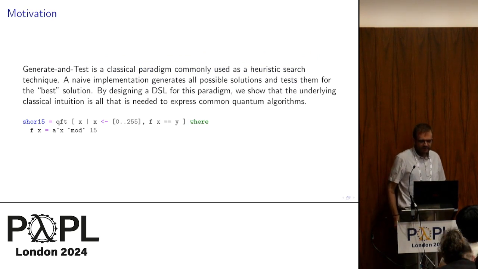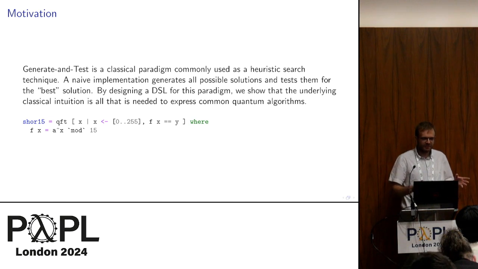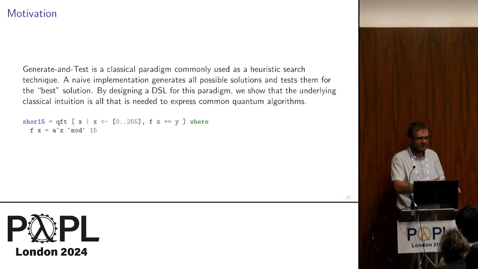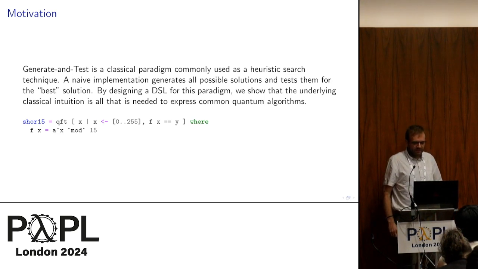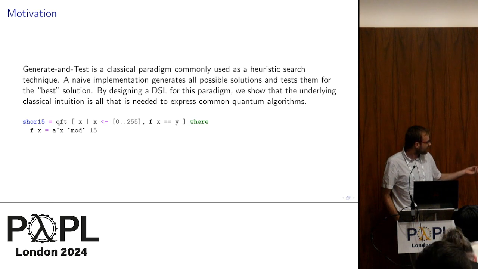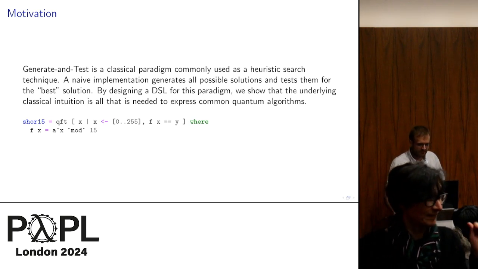So generate and test is an idea from classical programming where a naive implementation would generate all possible solutions, then apply some function to all of those solutions and filter those to find the best solution. And we've designed this DSL that, using the same idea, shows that you can use the same underlying classical intuition to understand various common quantum algorithms.